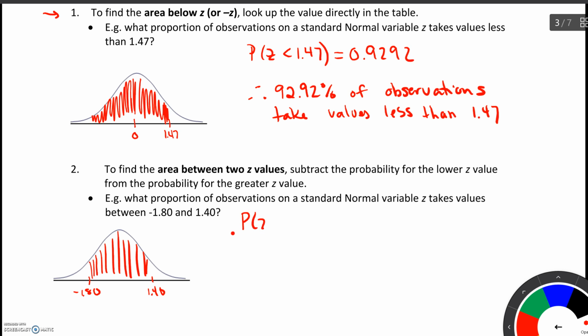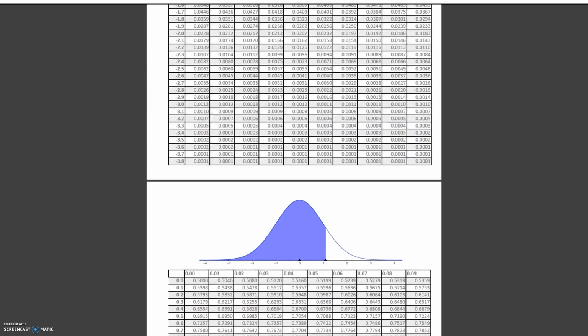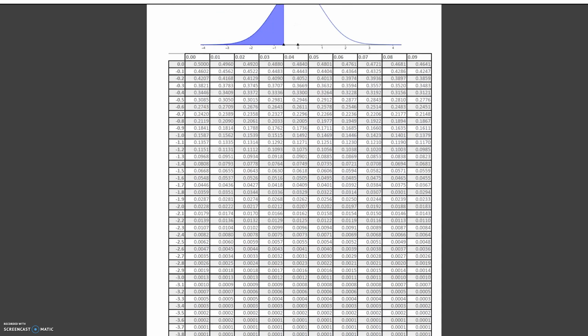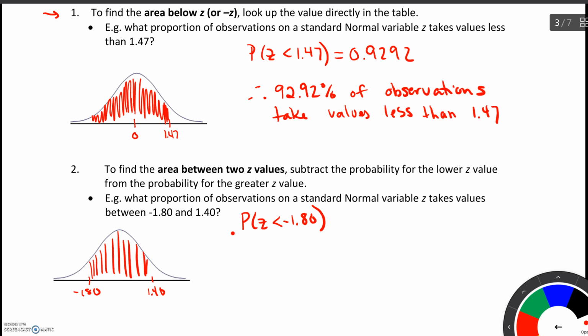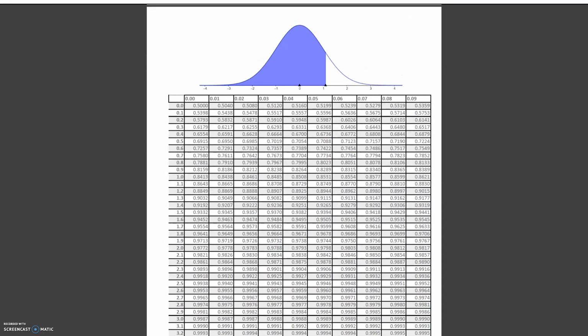In my Z table, I look up the probability that Z is less than negative 1.80. Negative 1.80 has a value associated with it of 0.0359. I look up the probability that Z is less than 1.40. That has a value of 0.9192.